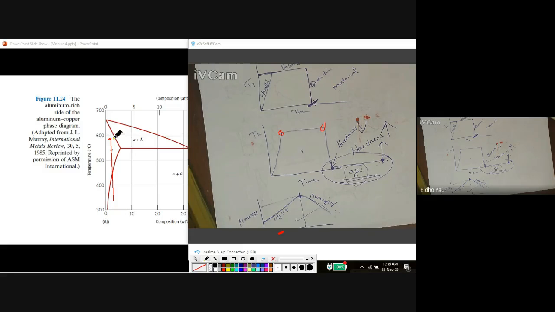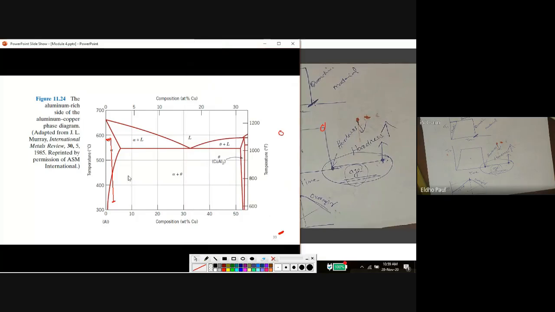temperature, for example, this temperature, 570 degrees Celsius. We maintain for a particular time, that is called holding time. Then we suddenly quench the material to room temperature or to a lower temperature. Suddenly quench. So what happened during quenching?